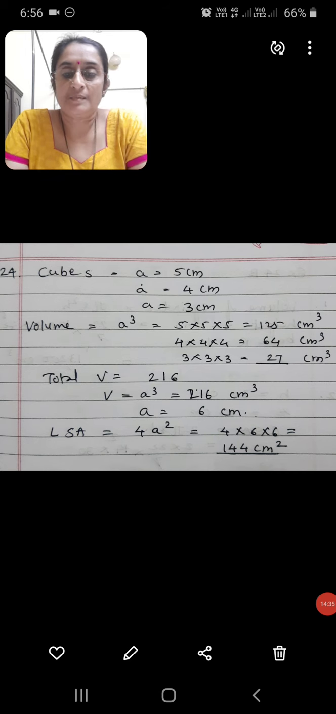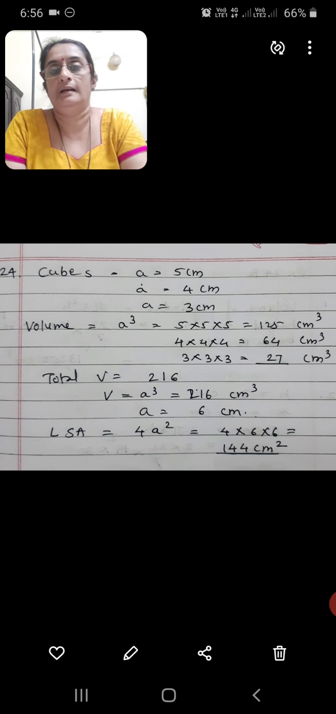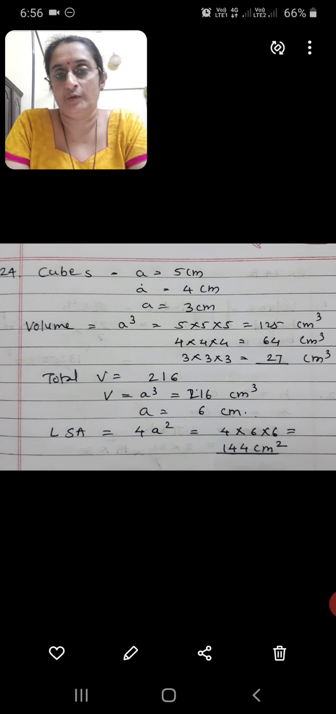The next sums are related to cube. So you have to find out total surface area of cube, lateral surface area of cube, volume of the cube. That you can do using the direct formula. I have taken the last sum from that, using the cube volume formula. Fine.